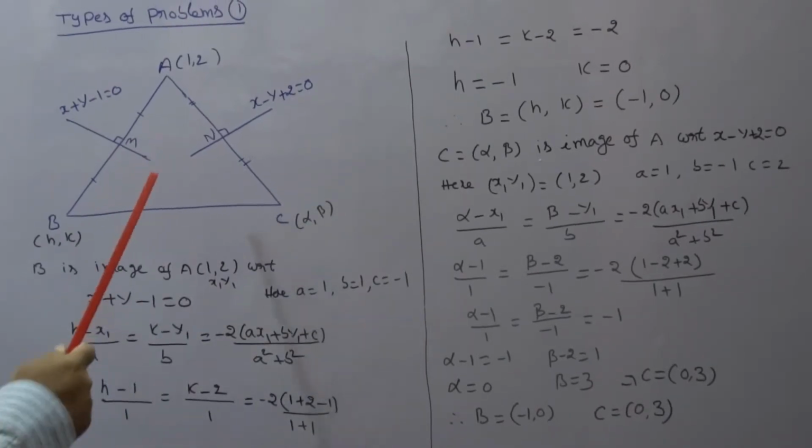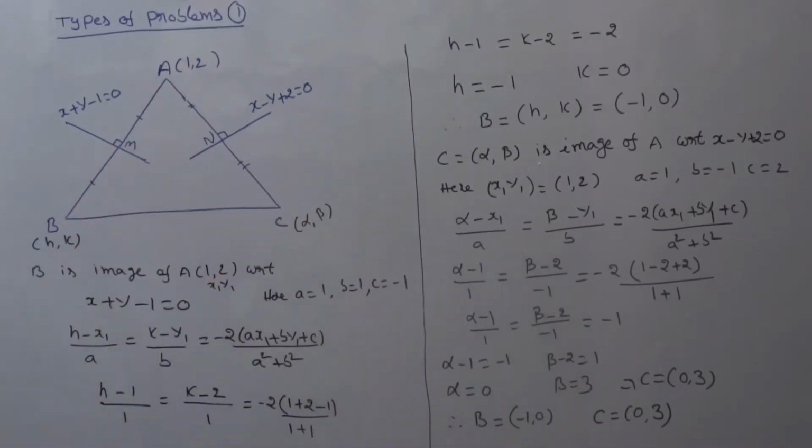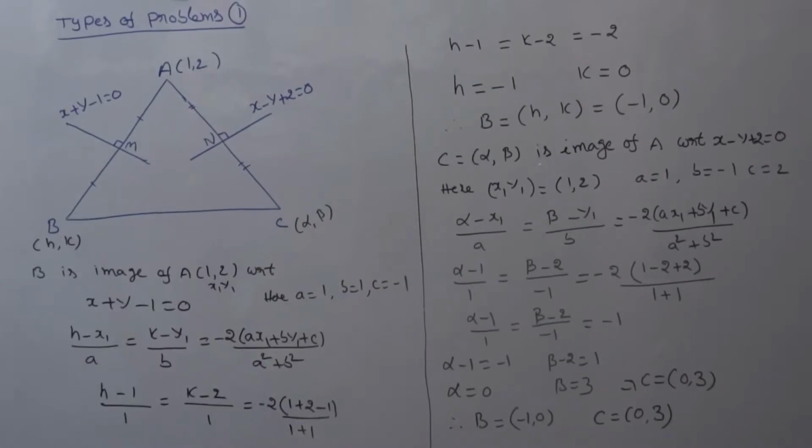Next, the perpendicular distance from (1, 2) to the straight line BC, or the perpendicular distance from B to AC, or the equation of BC. So several problems like this.